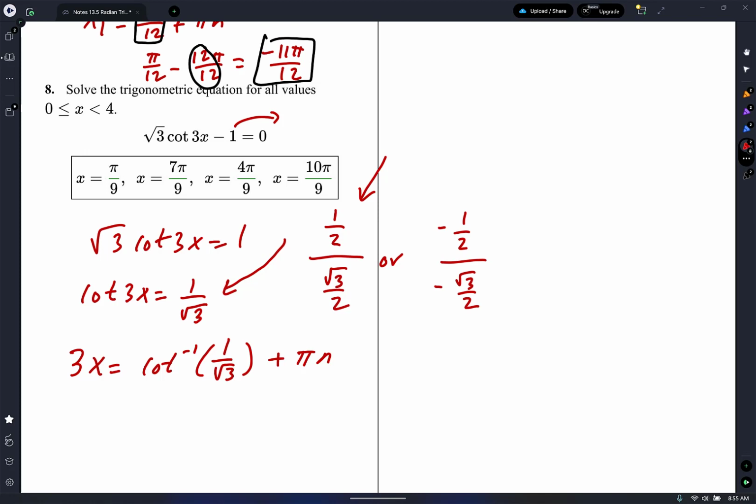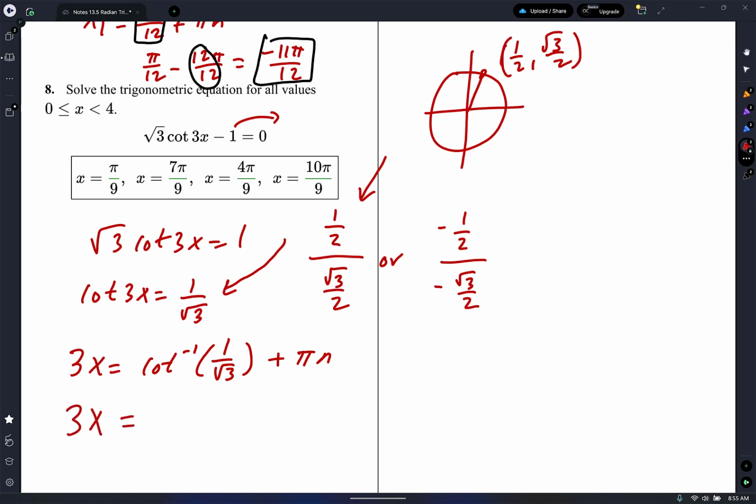On the unit circle, remember this is cotangent, so I want that to be an x. Where is x a half and y a square root of 3 over 2? Pi over, not pi over 6. Oh, pi over 3. Pi over 3. That's where x is a half and the y is square root of 3 over 2. Yeah, the unit circle doesn't go away, guys. So I'm going to write 3x. This one doesn't require two equations. You can just do it in one. Equals pi over 3, plus pi n. Are we still okay? Okay. Next, I get rid of that 3 by what?